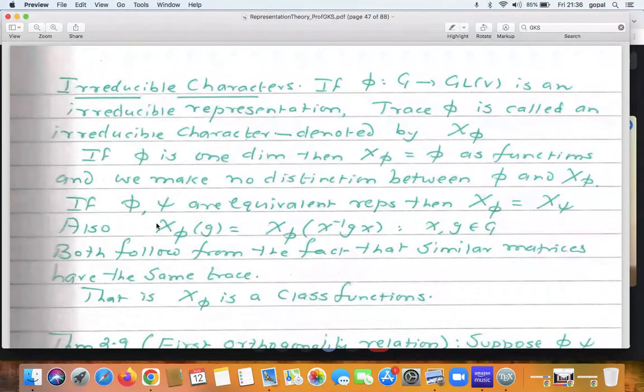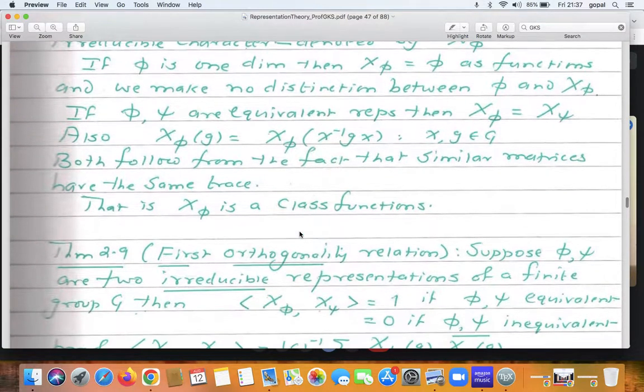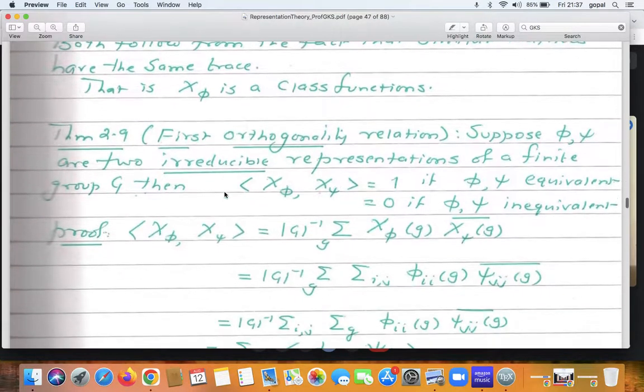Also, chi phi of g will be chi phi of x inverse g x for x, g in G, because it is just an inner automorphism, and so when I apply phi to it, it will be phi x inverse, phi g, phi x, and so all the matrices are conjugated by a fixed matrix, so you get equivalent representations. Similar matrices have the same trace, so the trace will be the same. So chi phi is a class function.